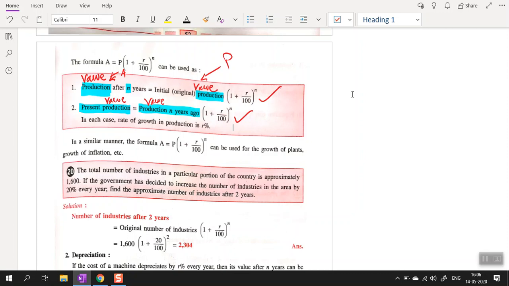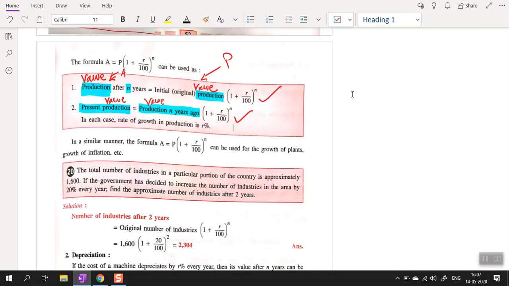So this is one way to write this formula. The other way to write this formula is present value is equal to value n years ago, or present production is equal to production n years ago multiplied by (1 plus r upon 100) raised to n. So suppose they have given you the present value of a certain commodity and you have to find the value after certain years, then you will use the first formula. But suppose they have given you the present value of the commodity and you have to find the value certain years ago, then you have to use the second formula.